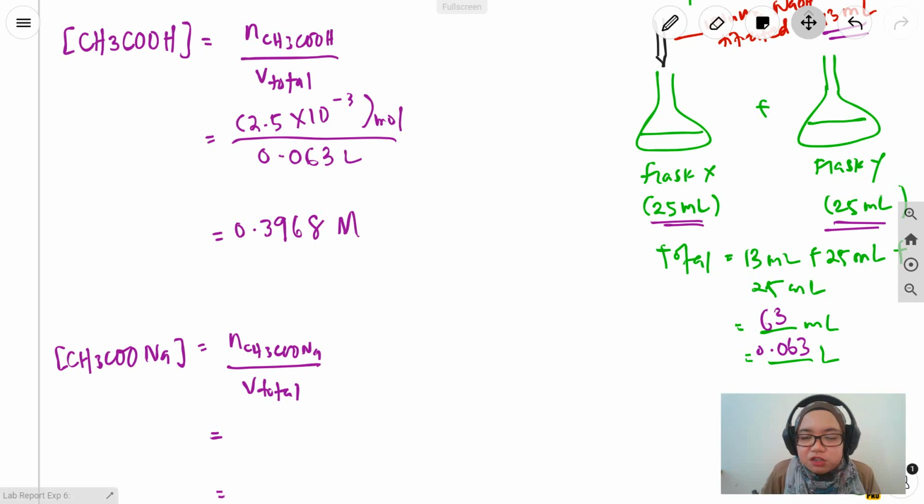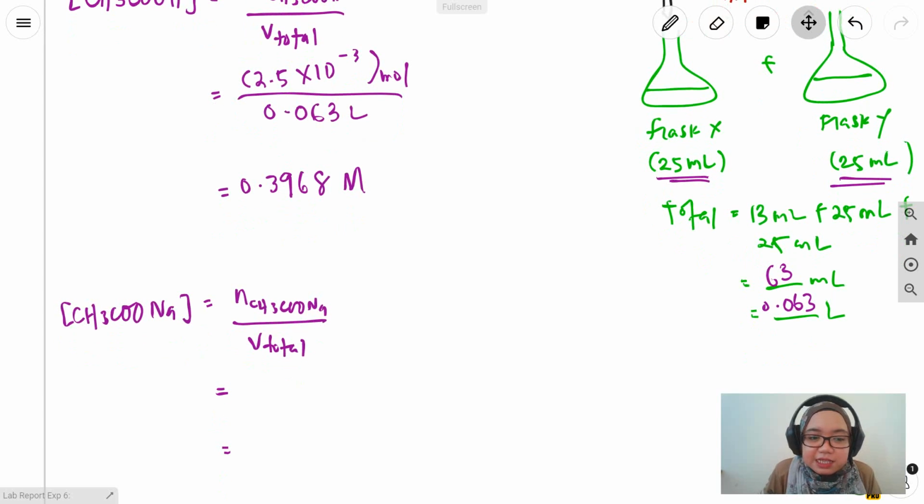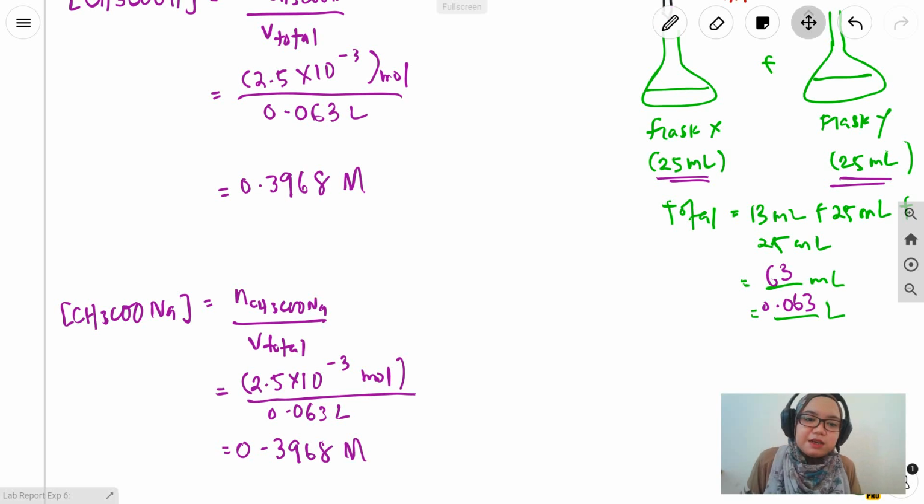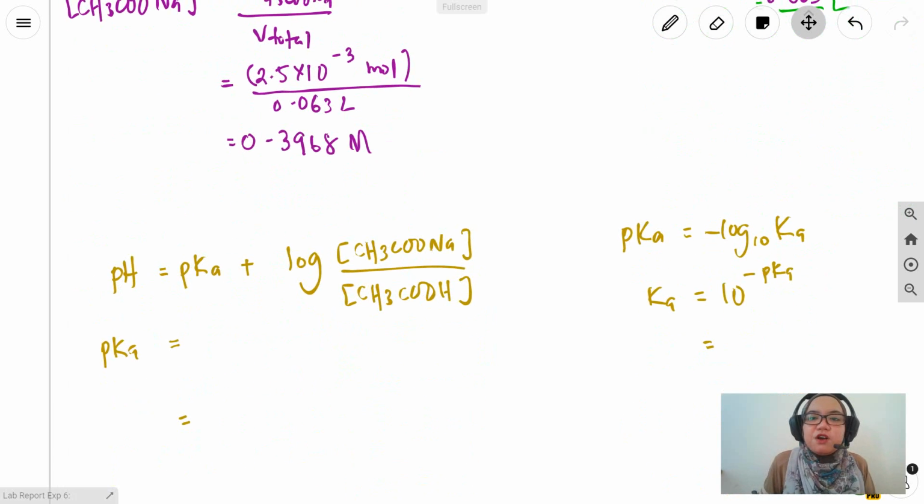Same goes to the concentration of salt. Just now I said that the concentration of salt is equal to the concentration of acid, so the concentration is the same. 2.5 times 10 to the power of negative 3 mole, divided by the total volume, which is also the same, 0.063 liter. You will get the same concentration for the salt as well, 0.3968 molar. Alright, so now you have both of the concentrations.